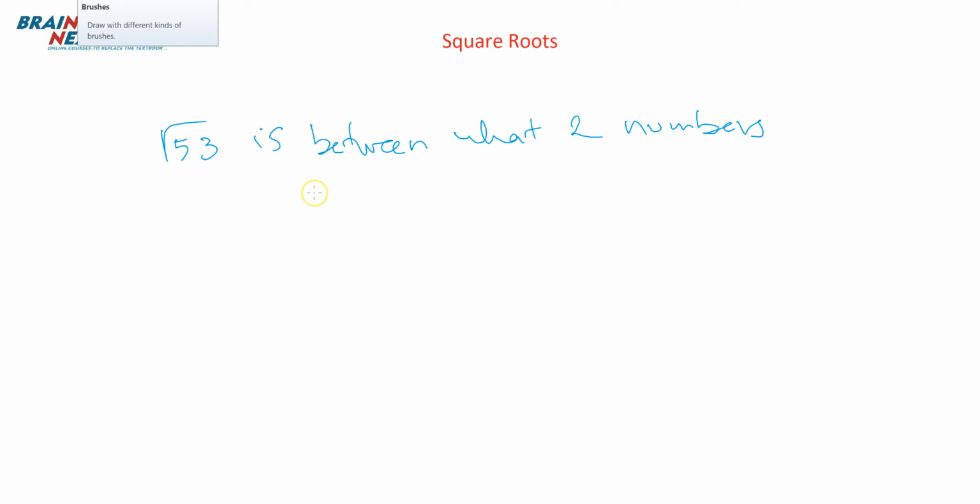Okay, now root 53, right? Root 53 is between what two numbers? I want something below it and something above it. Well, I'm thinking, isn't 7 squared 49? So here's my root 53, and I want a number below it and above it. This is some crazy decimal, there is no whole root 53, but I know there's an even root below it and an even root above it.